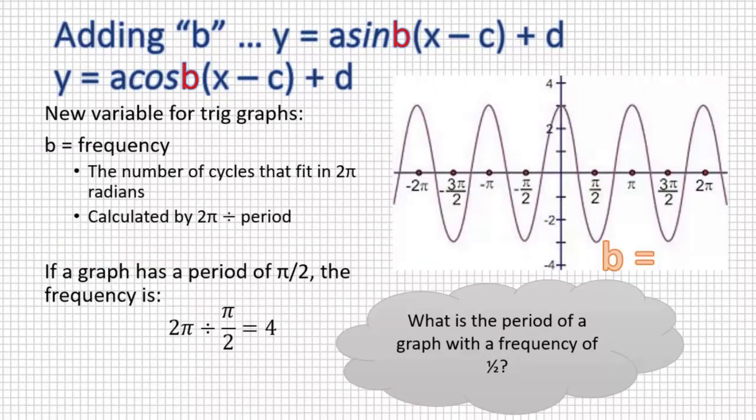Now it is time to get a little bit more complicated. Here is the entire structure of the sine function. We'll look at the same thing for cosine.